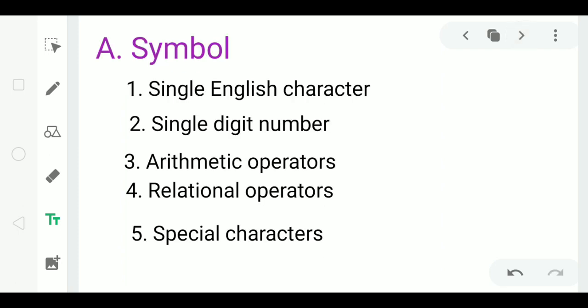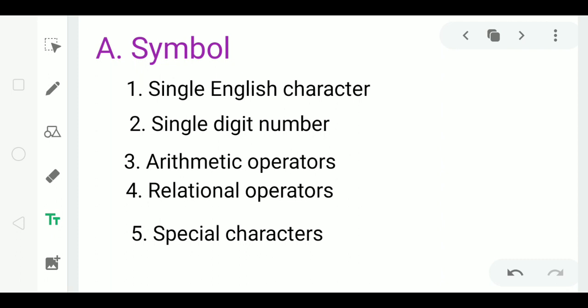Let us start with the elements of TCS. The first element is symbol. What is a symbol? It is a single character or a single digit number. A character can be an English alphabet. This alphabet can be in lowercase or in uppercase.